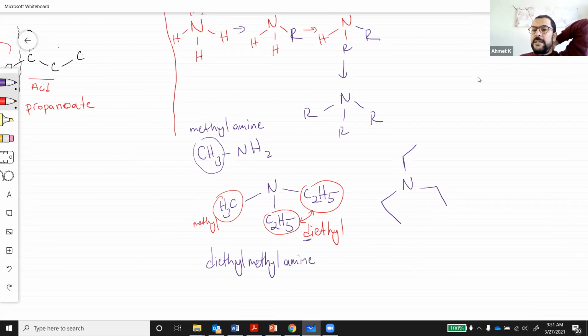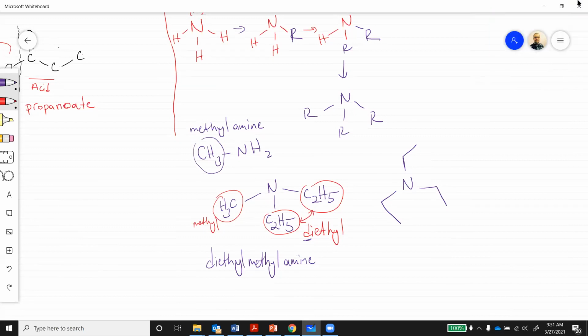These amines are also very smelly, like a fish smell. These chemicals are really smelly, and whenever you are treating them, you want to treat them under the hood, because whenever you open a bottle of, say, triethylamine, it really stinks. You don't want to smell it, so you want to open it under the hood so that you don't smell it.